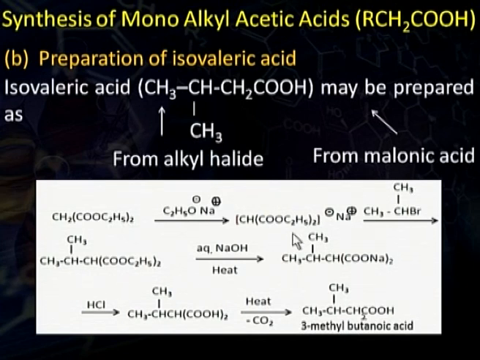It forms sodium malonate which upon treatment with isopropyl bromide undergoes nucleophilic substitution reaction. This isopropyl group is substituted here and sodium bromide is removed, and this upon hydrolysis with sodium hydroxide forms sodium salt of dicarboxylic acid, and this upon acidification produces dicarboxylic acid and upon heating produces isovaleric acid.